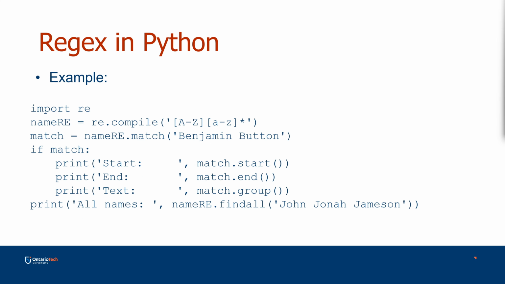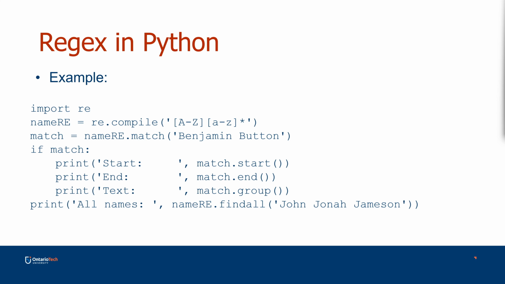All right, so here's an example of a program. We first import the regular expression library. We use that to create a regular expression. I'm just using re.compile here, and I pass it the regular expression strings like we've been talking about. So this one here looks for an uppercase letter, followed by 0 or more lowercase letters. And then what we do is we use the match function on the name re, which is the name regular expression that we just compiled, and we give it a string to see if it matches.